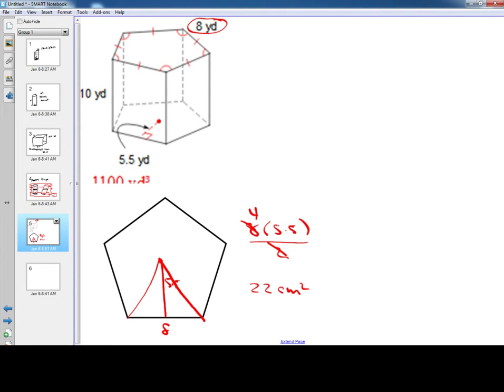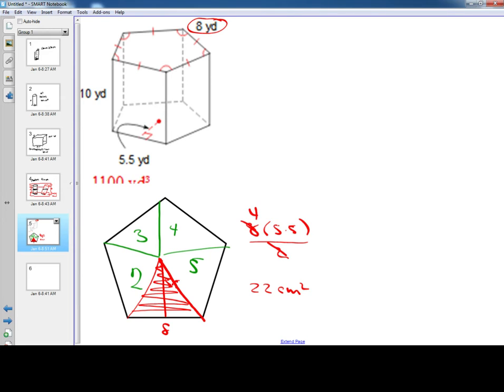So that gives me the area of the base, right? All I need to do is multiply by the height now. What is 22 centimeters squared? Just that. It's the area of this triangle. How many of these triangles do I have? I got 5 of them. See that? 1, 2, 3, 4, 5.